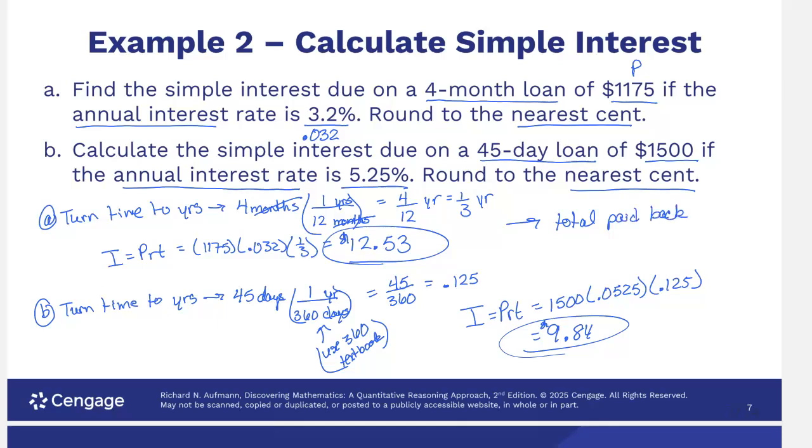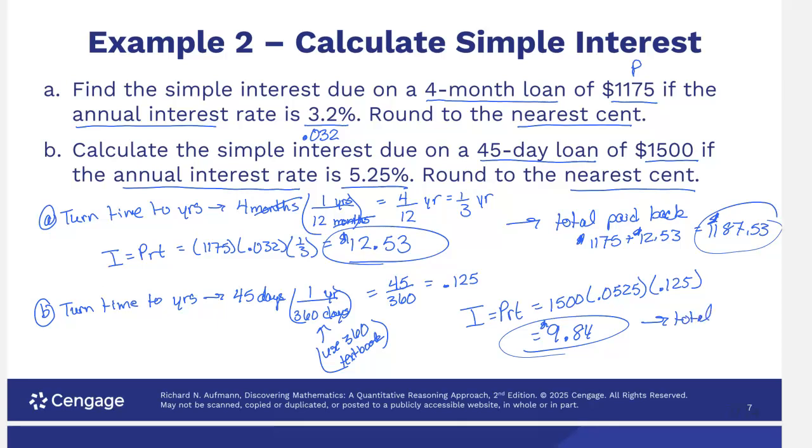Or they're going to have to pay back, in that first example, 1175 plus interest of 12.53. So 1175 plus 12.53 is going to be 1187.53. So that would be the future amount of that loan. And we could do the same thing here, the future amount here.